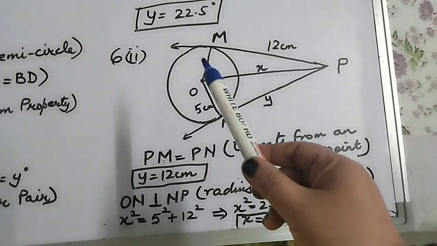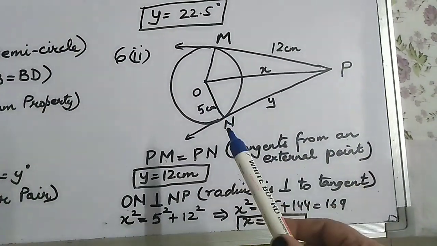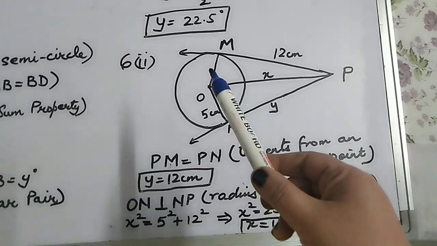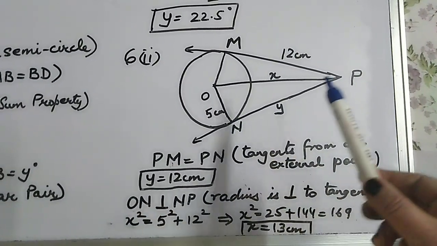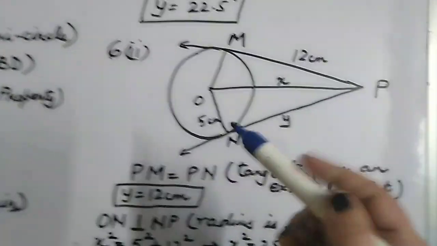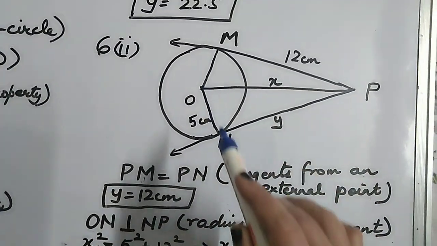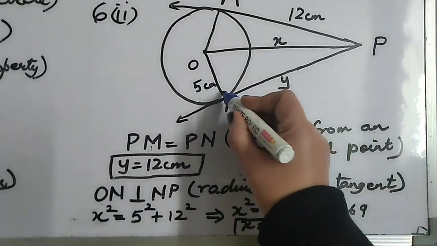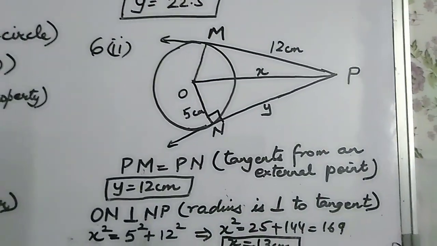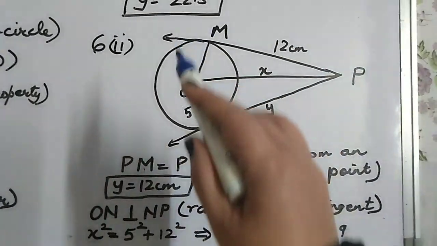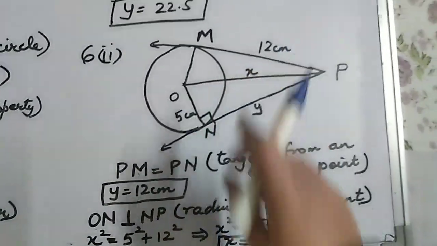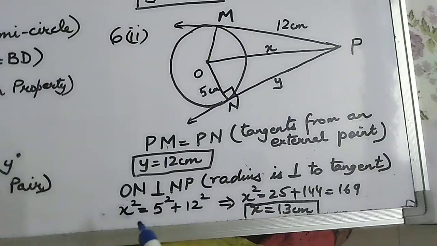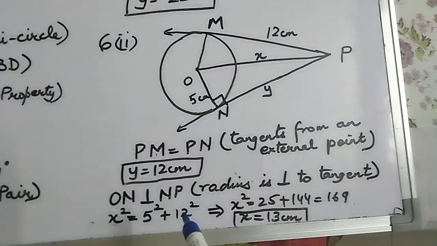Now coming to another concept, let us see triangle ONP. I also told you that the distance from the center, or you can say the radius, is always perpendicular to the tangent. So this is the tangent PN and this is the radius ON. So ON will be perpendicular to PN. Now what sort of a triangle is ONP? It is a right angle triangle. We have already calculated this as 12. So 12 square, and what is the hypotenuse? x is the hypotenuse. So x square is equal to 5 square plus 12 square by Pythagoras theorem.